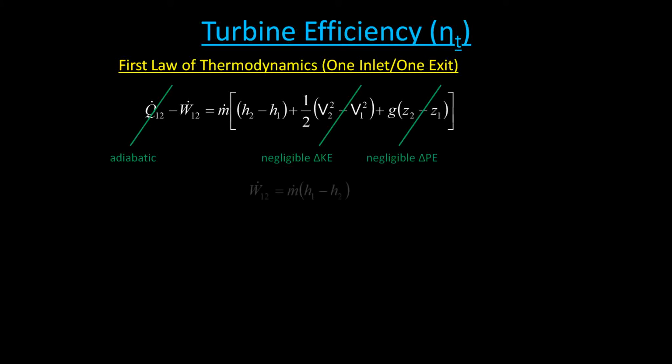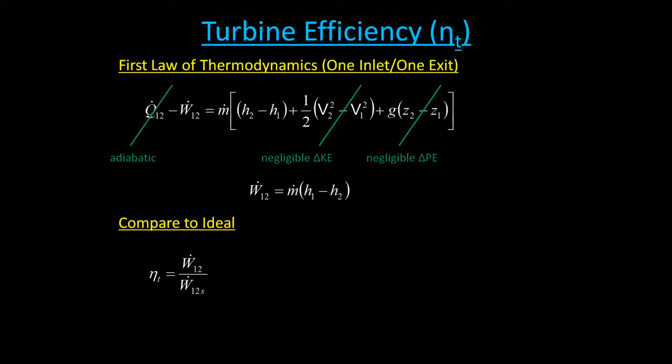So then this equation reduces down to the power is equal to the mass flow rate times the change in enthalpy from 1 to 2. Notice how we've flipped the 1, not going from 2 to 1, it's going from 1 to 2. That's because it was a negative on the left side, and we got rid of that negative, so we flipped the signs around here. If we compare our actual to our ideal, that'll give us our efficiency.